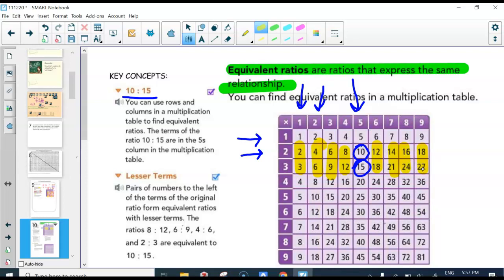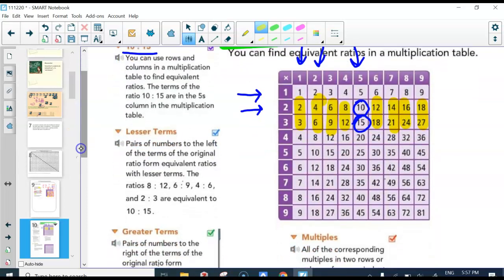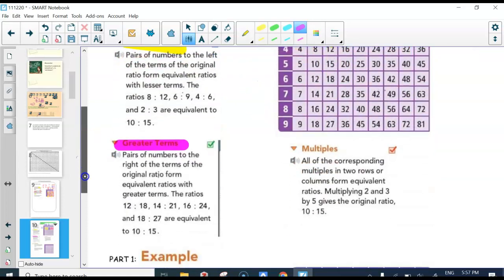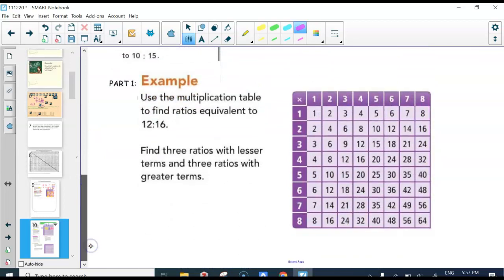¿Ok? Los números son más pequeños. Pero lo otro, lesser terms. I should have done these en otro color. Ay, qué lástima. Es rojo. ¿Ok? Este es términos más grande or greater terms. ¿Ok? Or terms that are bigger, ¿ok? Greater terms, ¿ok? Vamos a usar esto porque vamos a practicar.